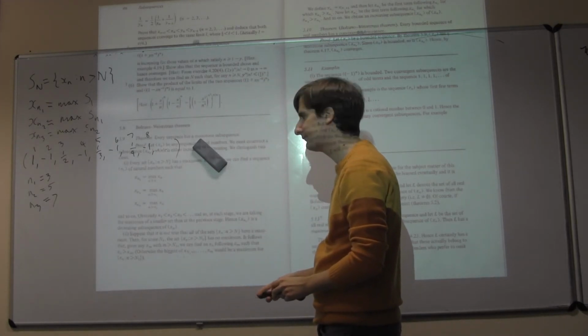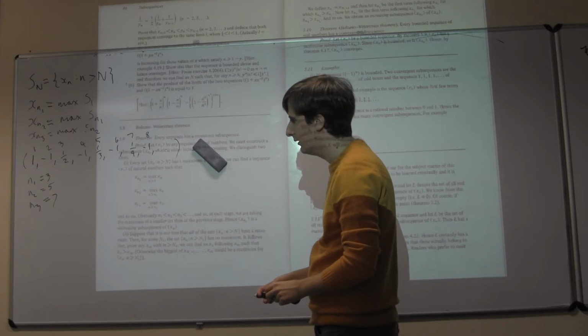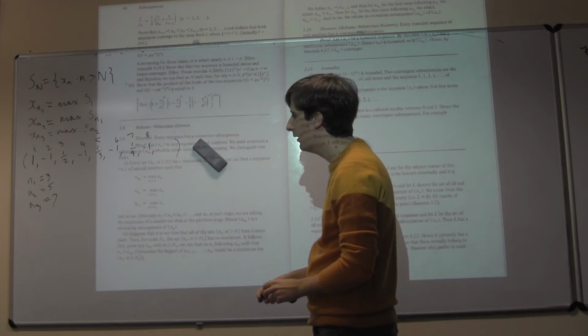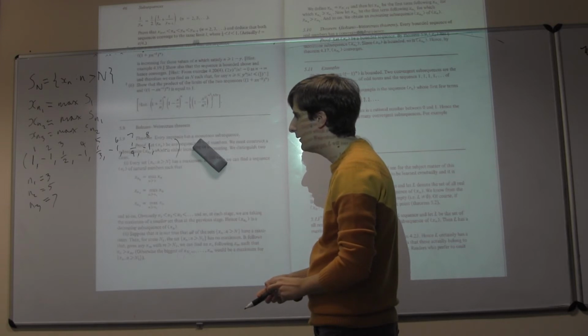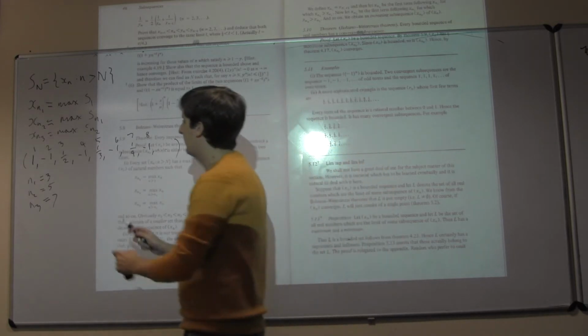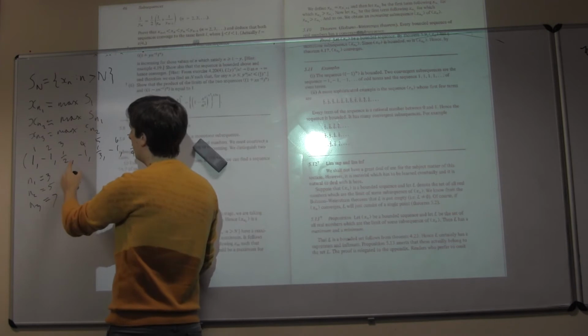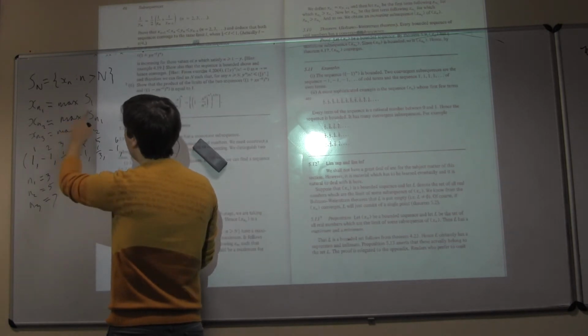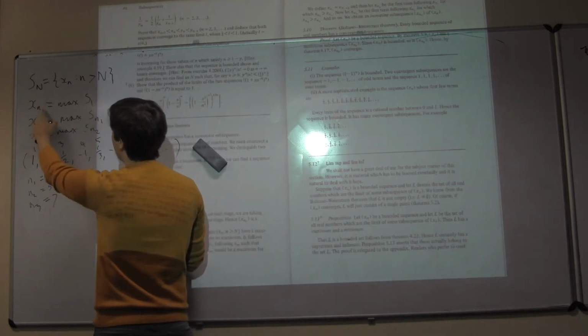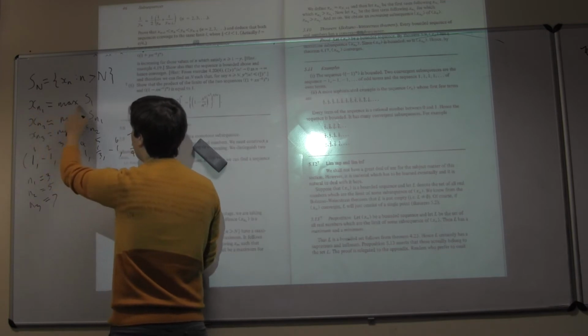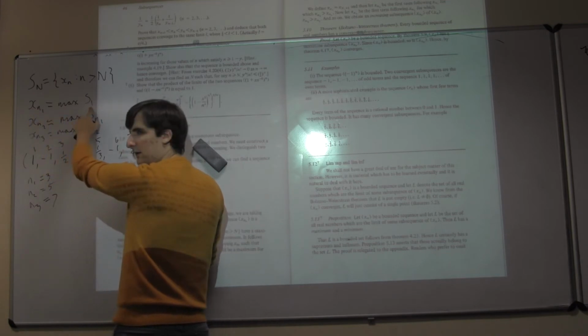Why is it 3? It should be a half, or not? For example, n1 equals 3. So n1 is the index of the element of x which is the maximum of S1.